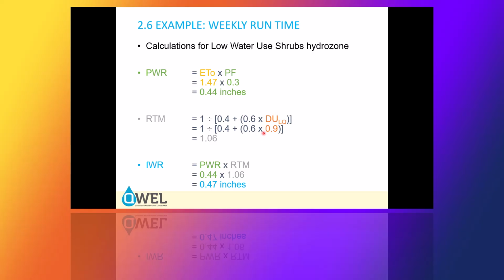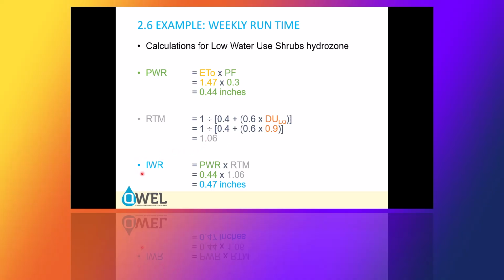So 0.6 times 0.9 is 0.54. Then we add on the 0.4. People always miss this step. So 0.4 plus 0.54 is 0.94, and then we divide that into 1. So 1 divided by 0.94 is 1.06.